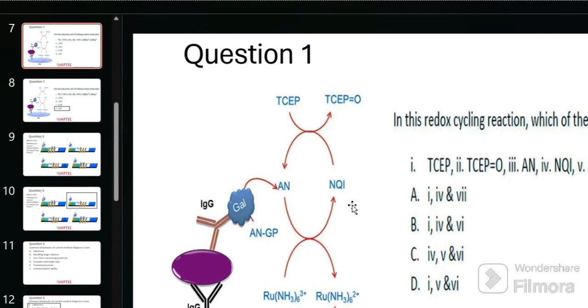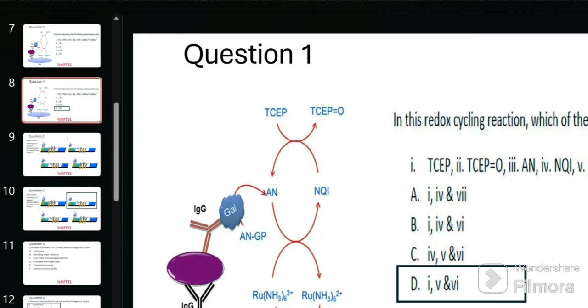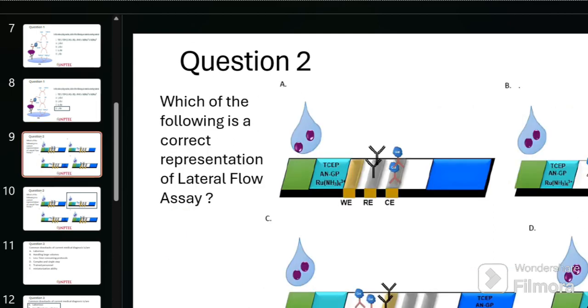So here we have the first question. Basically, what are the starting materials in this redox reaction? Then we have to determine what is the correct representation of a lateral flow assay.